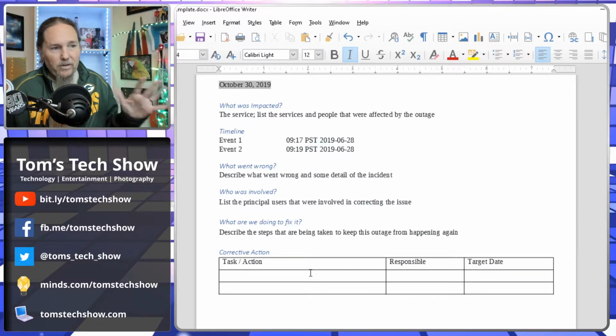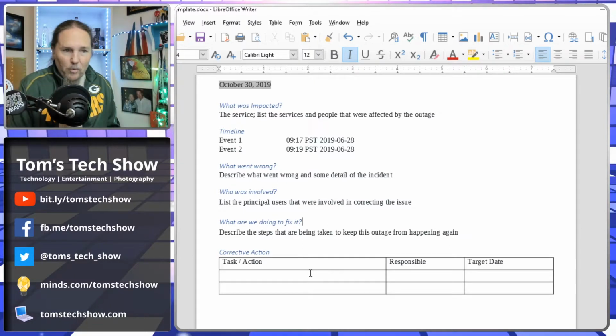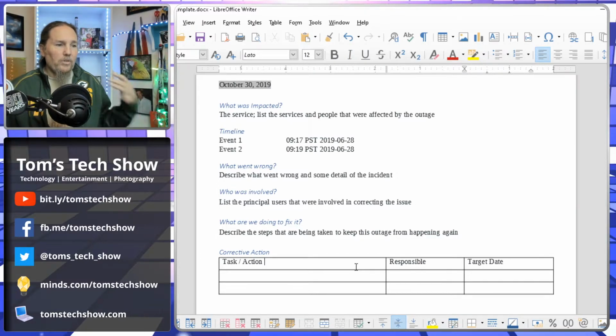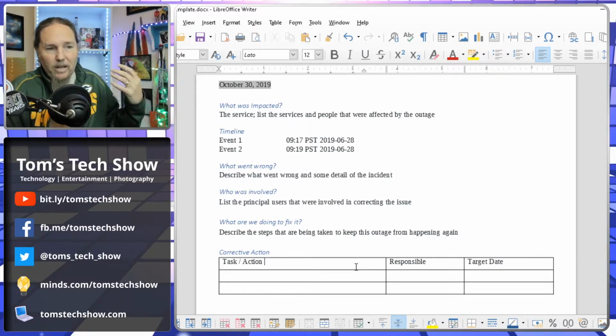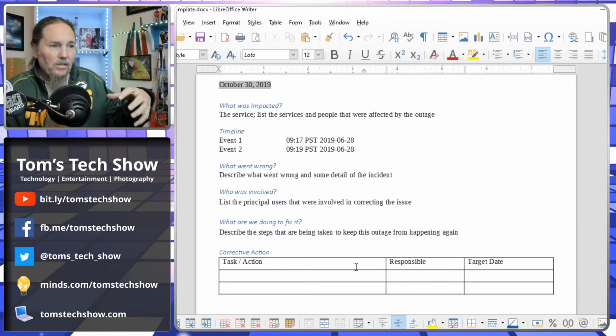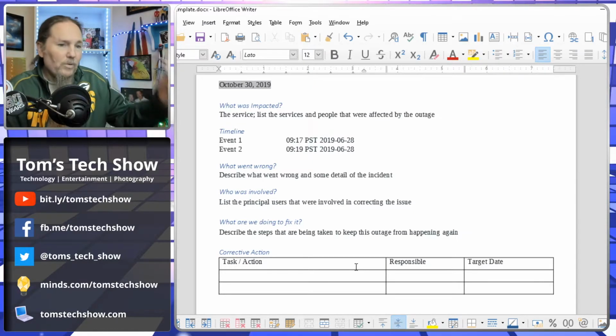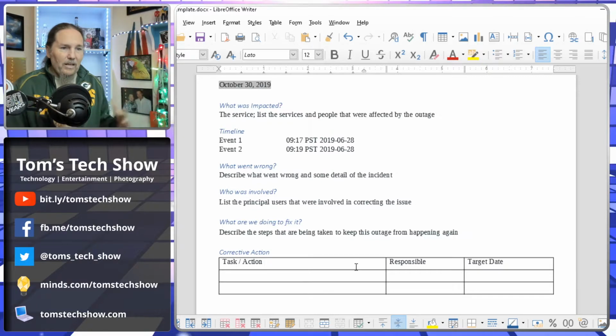So then down here at the bottom, I just have a table where we list those actions that we're going to take, put the person that's going to be doing the action and the target date, when we think we're going to have this fixed and have the corrective action in place, the new alert, the switch replaced, or whatever it is, getting all those things in place.